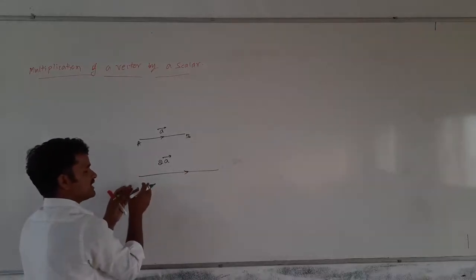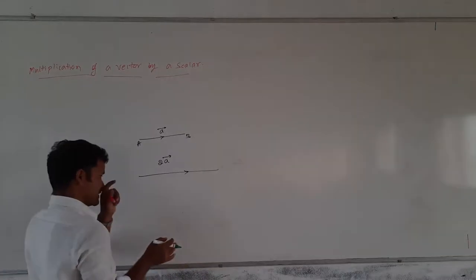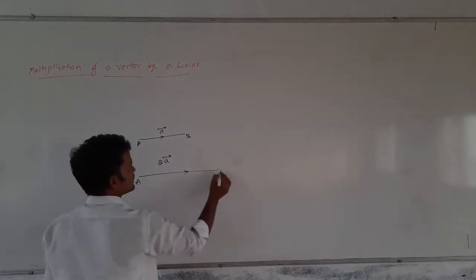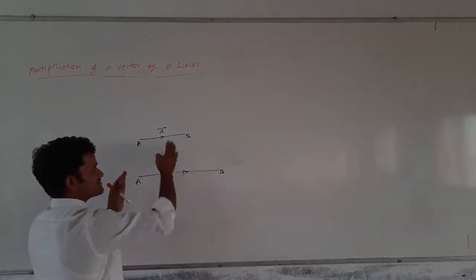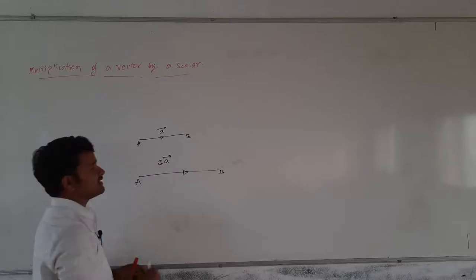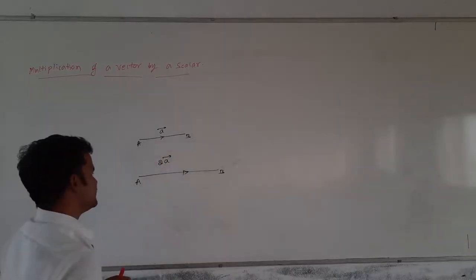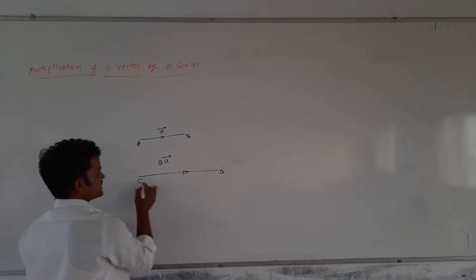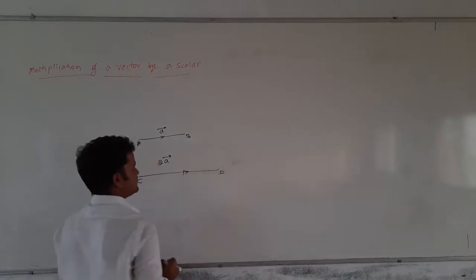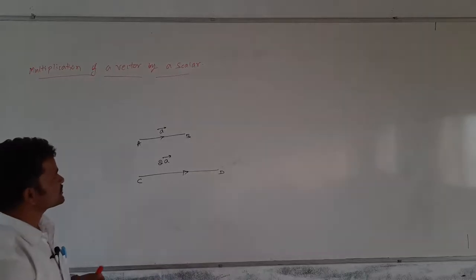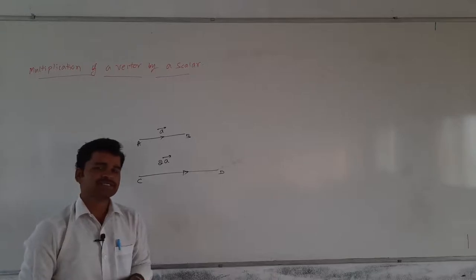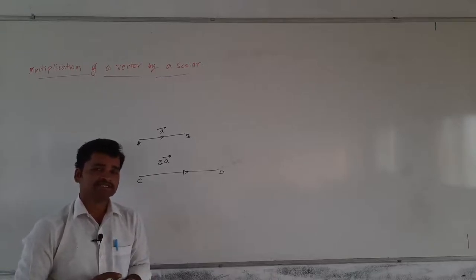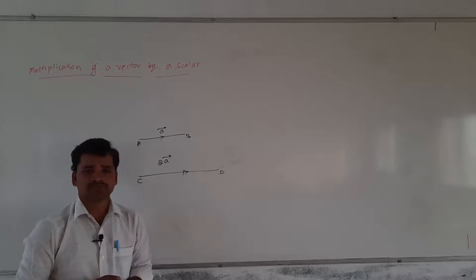having the same direction. What is happening here? Its magnitude is increasing, its length is increasing. Again, it is along vector AB only, but its magnitude is 2 times that of the original vector AB. If you want, you can name this vector CD also. Compared to vector A and vector 2A, the only change is magnitude. The direction is the same as the old one.